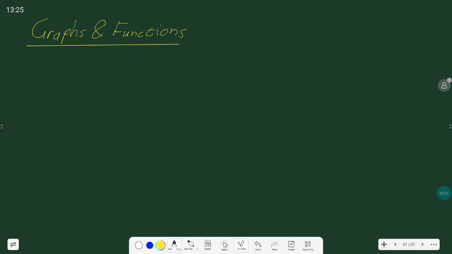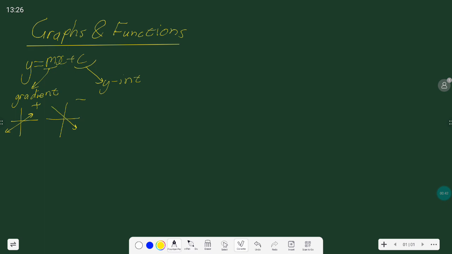Okay, so what we're going to be doing is graphs and functions, but we are going to be doing the revision of it. So we start off with our simplest graph or function. y = mx + c, a straight line. What's my c responsible for? My y-intercept. m is responsible for gradient. If it's a positive gradient, it goes up. If it is a negative gradient, it goes down.